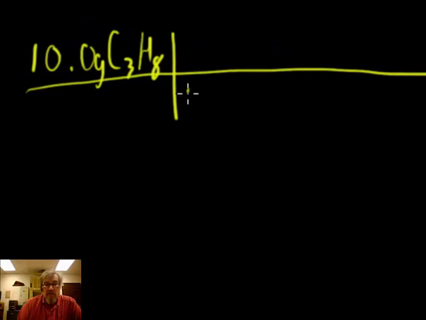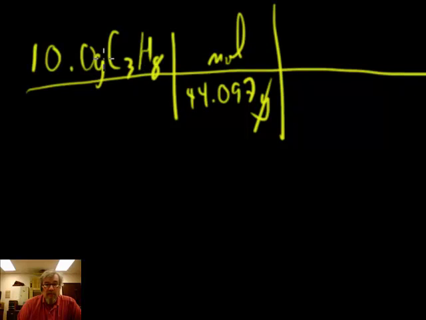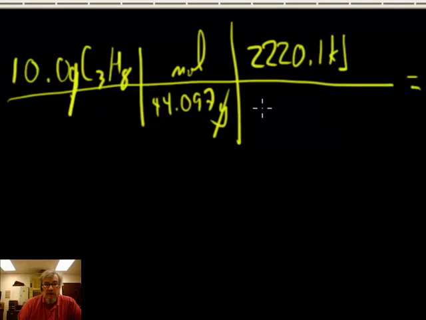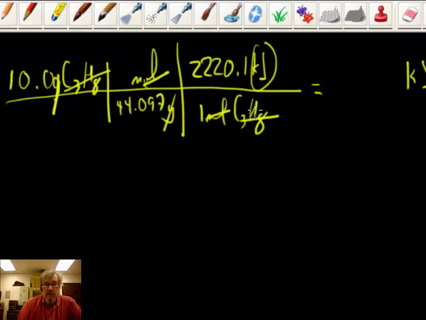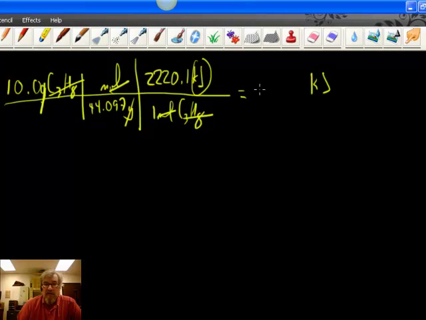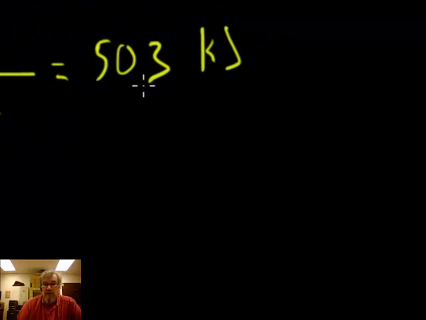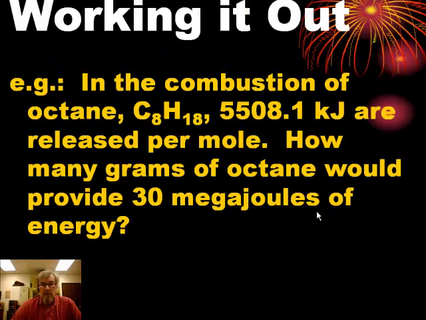I know the molar mass of propane is 44.097 grams per mole. So by multiplying by this factor, I get rid of grams and I have moles of propane. But the problem tells me that 2220.1 kilojoules are released every time 1 mole of propane burns. So now I get rid of moles of propane, and my answer has kilojoules in it, which is what I want. I should have 3 significant figures in my answer. When I do my arithmetic, it's 503 kilojoules. Okay, you try this one.